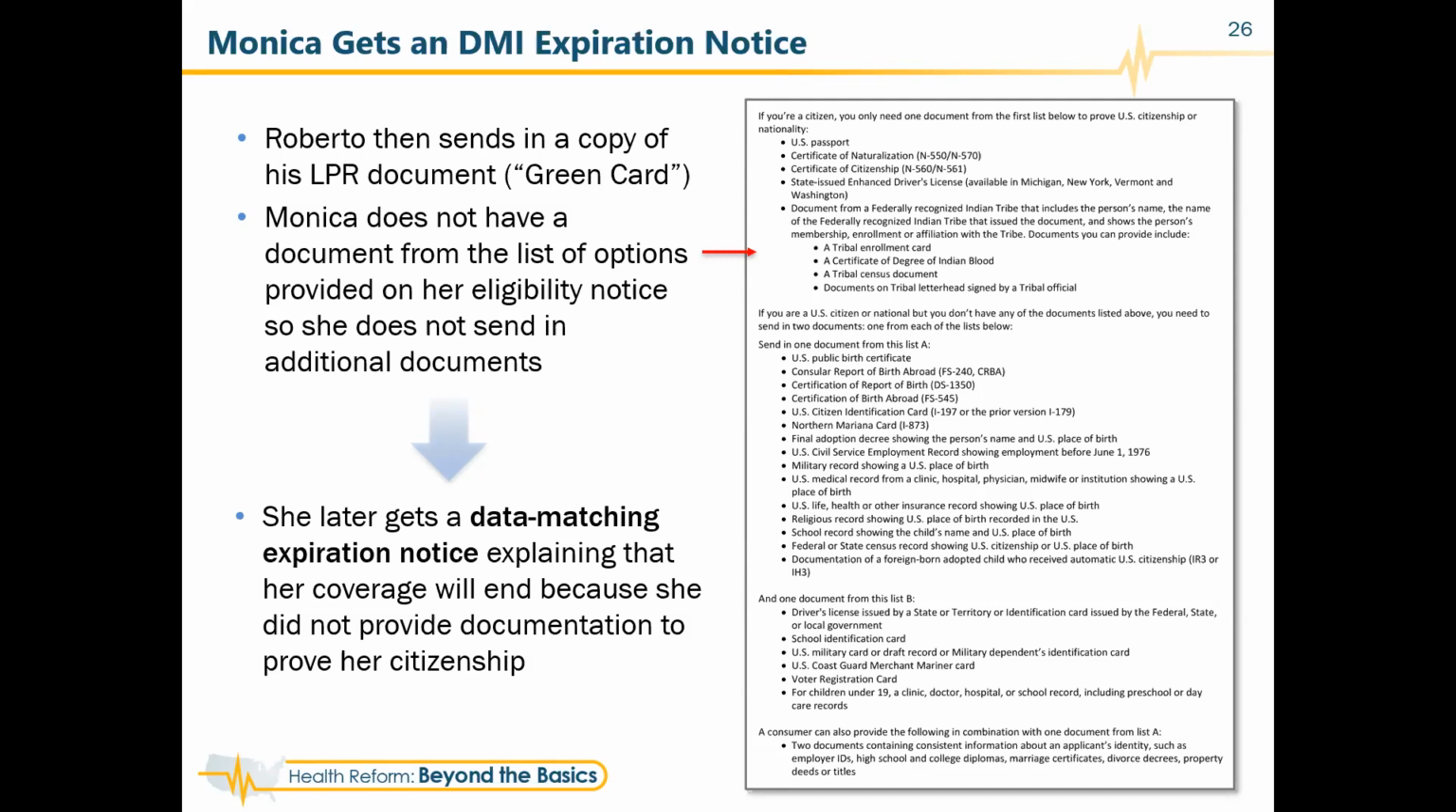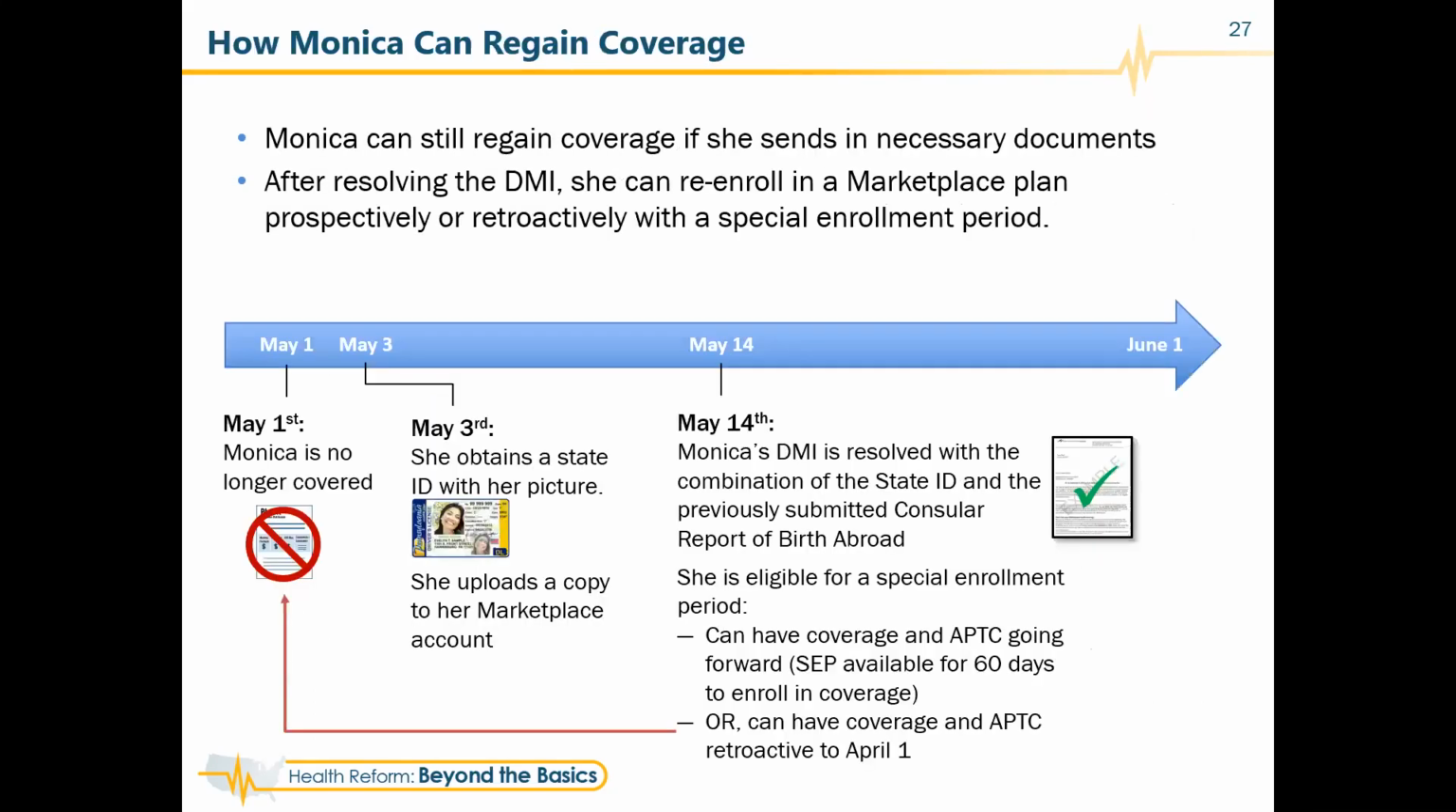to prove her citizenship. The sample notice here is from last year, and we assume that not much has changed, but we, of course, will be on the lookout, and we will share with you if we see anything new that happens. So what's next for Monica? Let's say that Monica wants to re-enroll in coverage with her family even after the coverage ends. She can clear up the inconsistency. And after resolving that inconsistency, she can get an SEP to re-enroll in coverage.